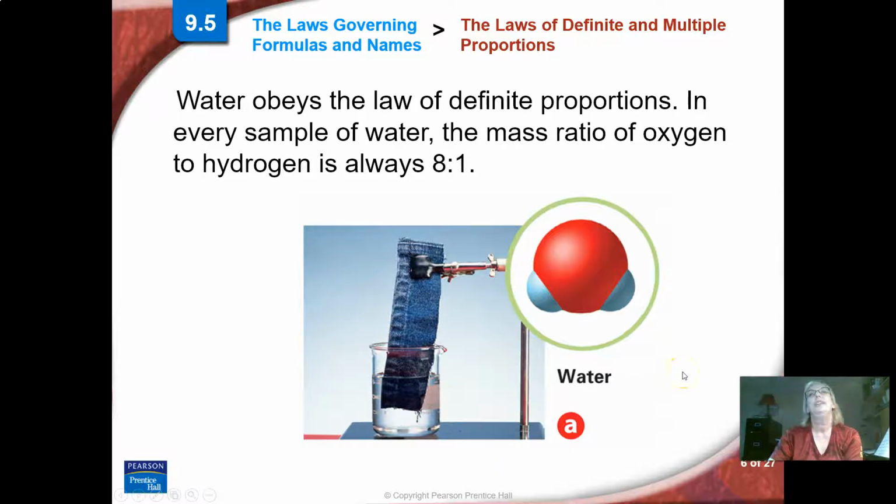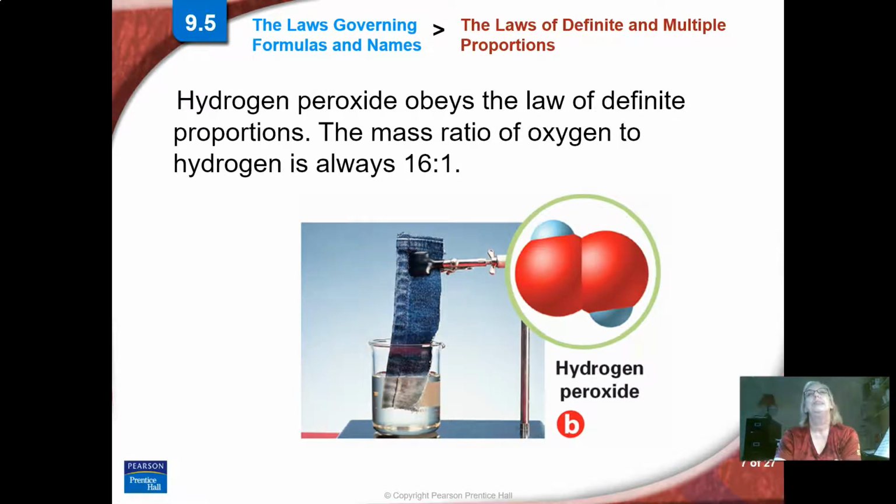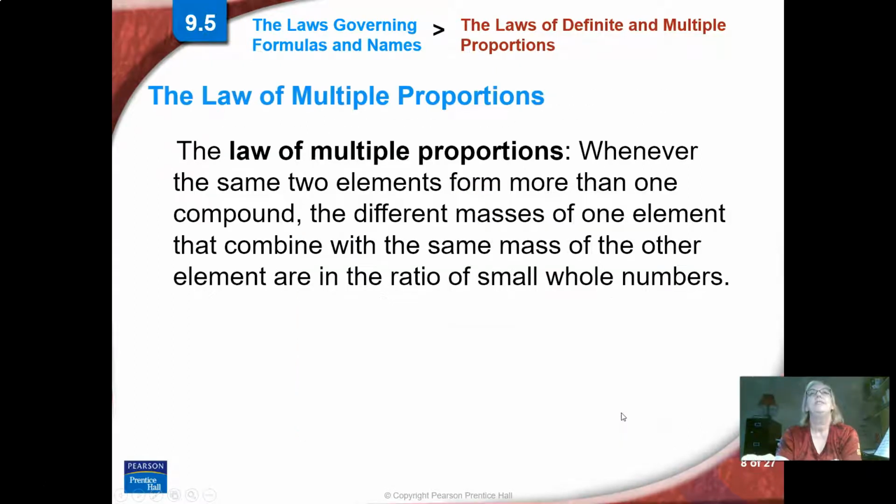So here's water, and it always has a ratio of 2 of these guys to 1 of those guys. So it's a ratio of 2 to 16. Lowest terms would be 8 to 1. So that's what we're talking about. Law of definite proportions, it always stays the same. Hydrogen peroxide is 2 hydrogens, 2 oxygens, so it has a different ratio, 16 to 1, but it always stays 16 to 1 for this molecule. So that's the law of definite proportions.